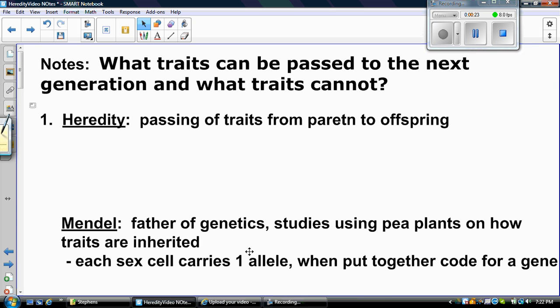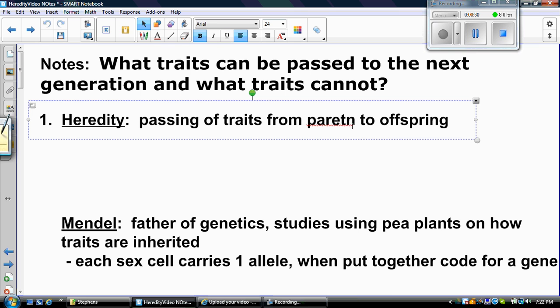So heredity is the study of passing of traits from one parent to offspring.